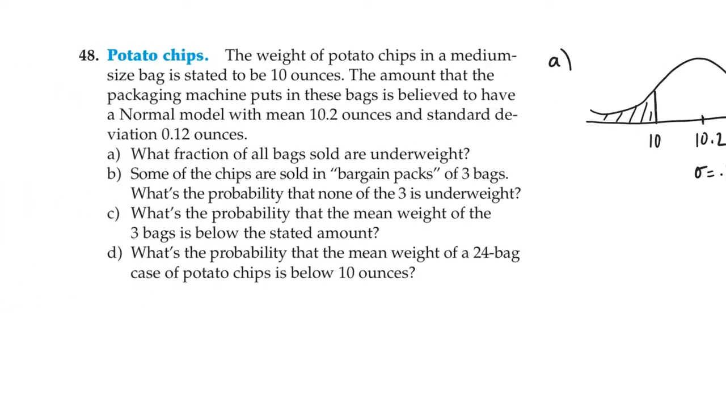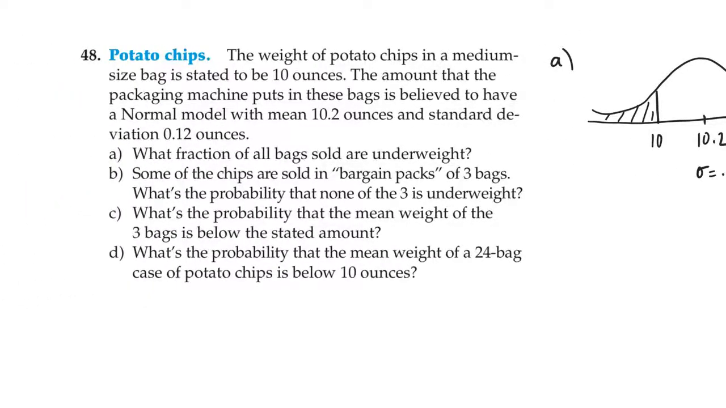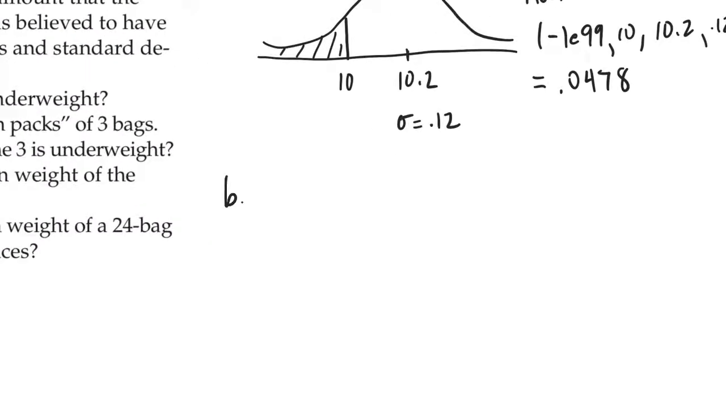Okay, part B. Here, it's asking, some of the chips are sold in bargain packs of 3 bags. What's the probability that none of the 3 are underweight? We did this back in chapter 15. When I try to find the probability that none of them are underweight, we're going to find the probability that all of them are not underweight. So part B, what's the probability that none is underweight?